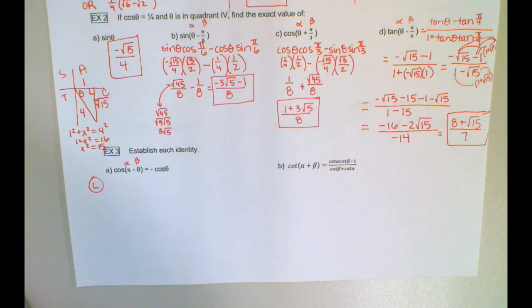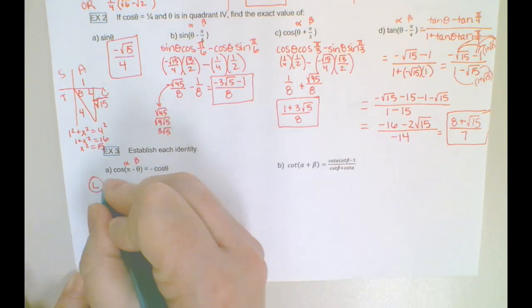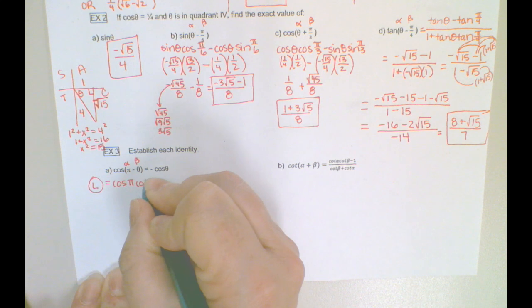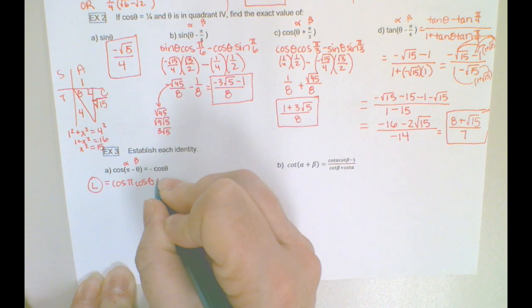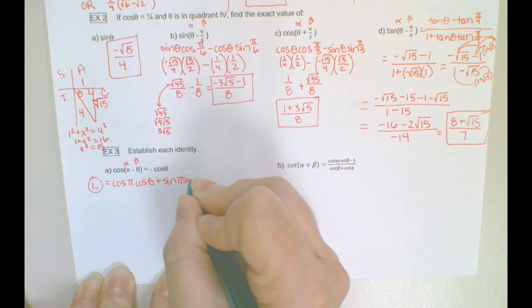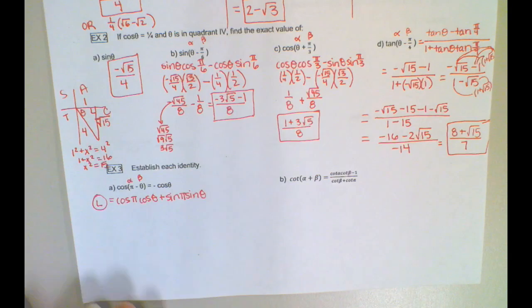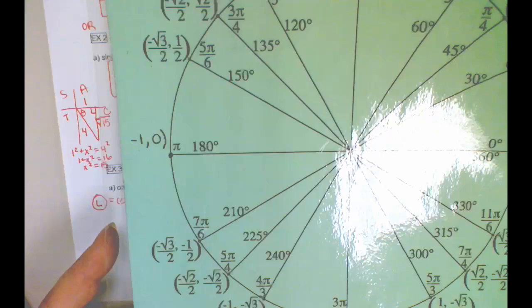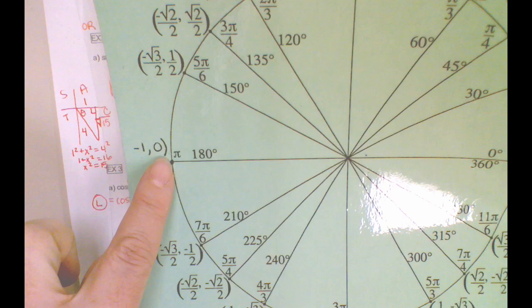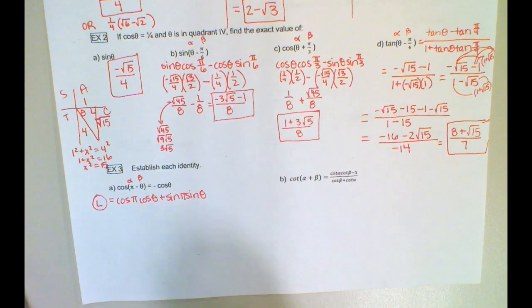So using that pattern, I've got cosine pi, cosine theta, plus sine pi, sine theta. Cosine of pi is a unit circle value, so that is -1. Sine of pi is 0. So substitute those values in.